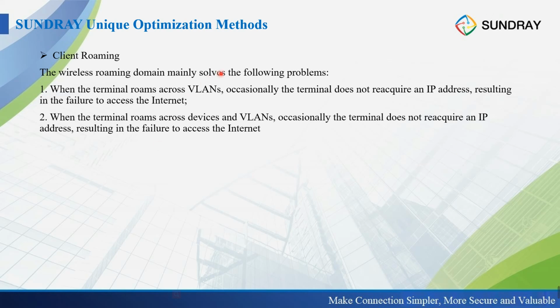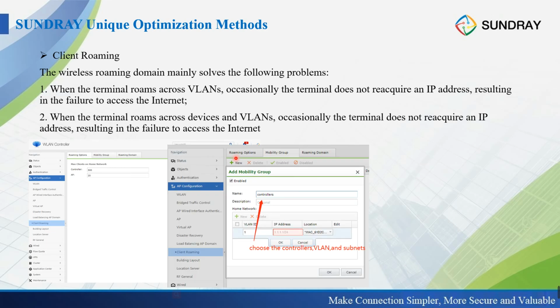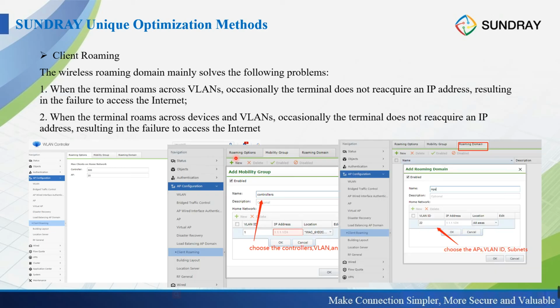For client roaming, usually we have a scenario with users on the same SSID, but broadcasting in different VLANs. For example, on floor 1 they use VLAN 1, and on floor 2 we use VLAN 2. So when the user moves from VLAN 1 to VLAN 2, it is supposed to get a new IP address. But what if the user terminal fails to get a new IP address? In this situation, we can configure client roaming.